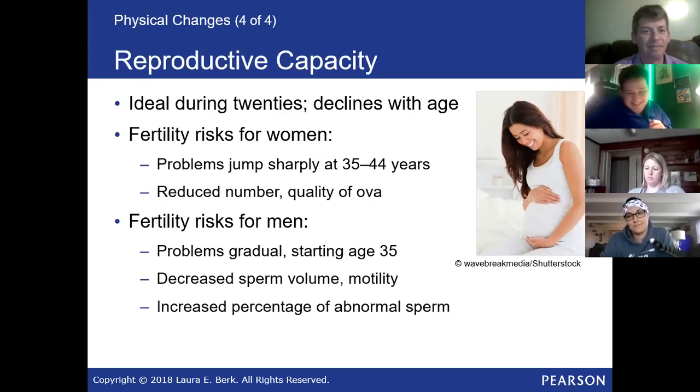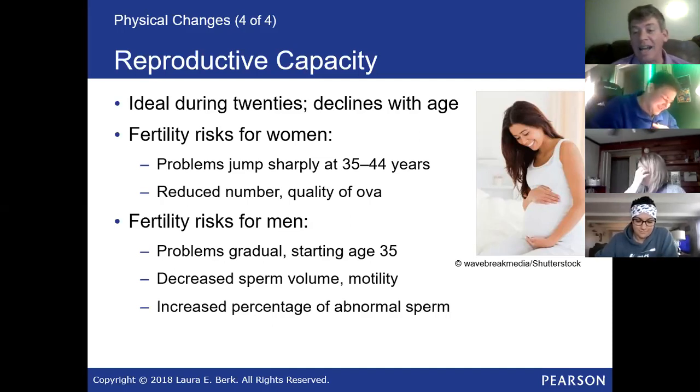Our reproductive capacity is ideal during our 20s, and of course, this will also decline with age.